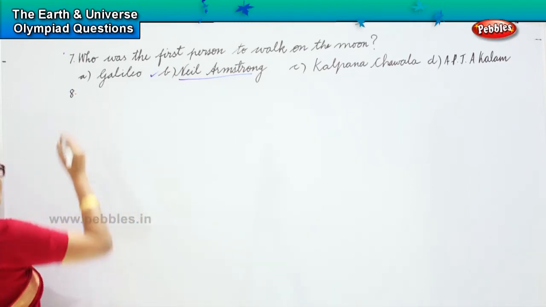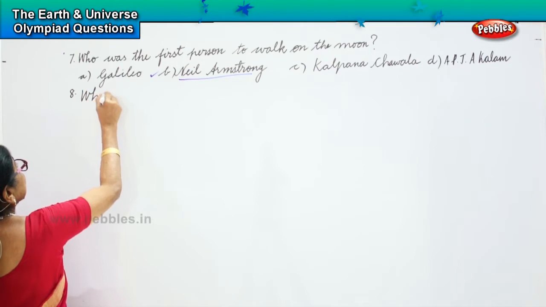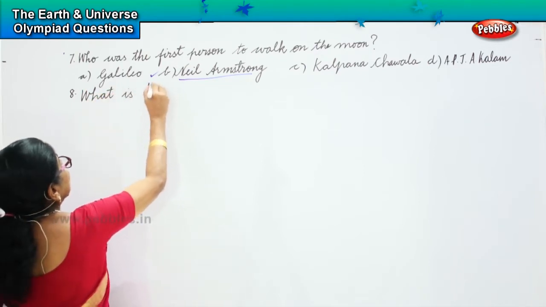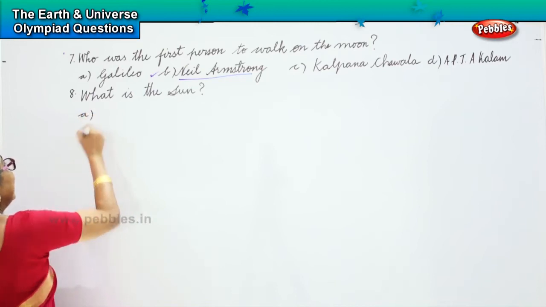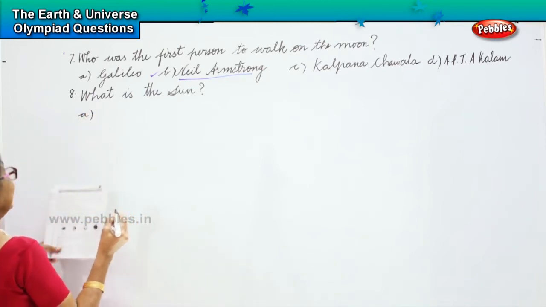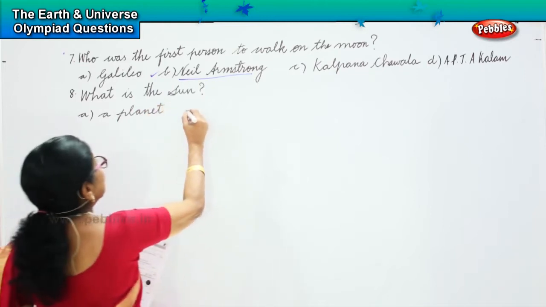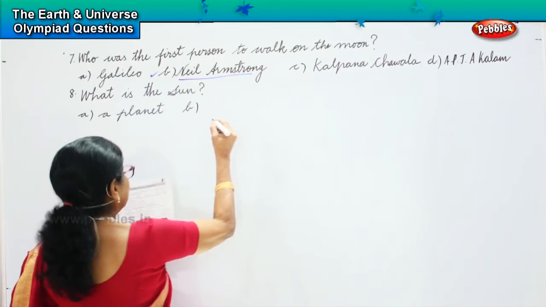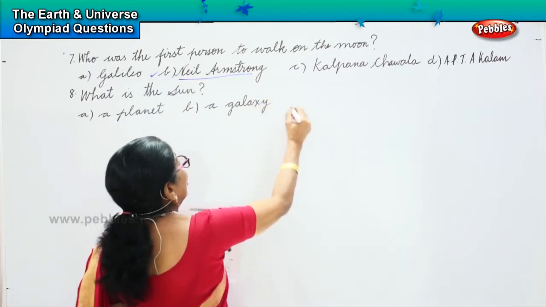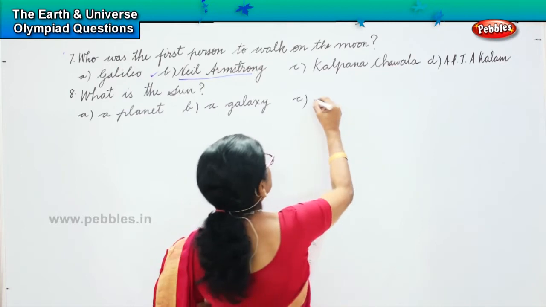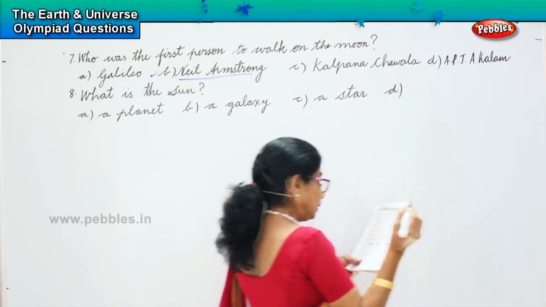Our eighth question. Eighth question is, what is the sun? Option A, the sun is a planet. Option B, the sun is a galaxy. Option C, the sun is a star. And option D, the sun is a comet.